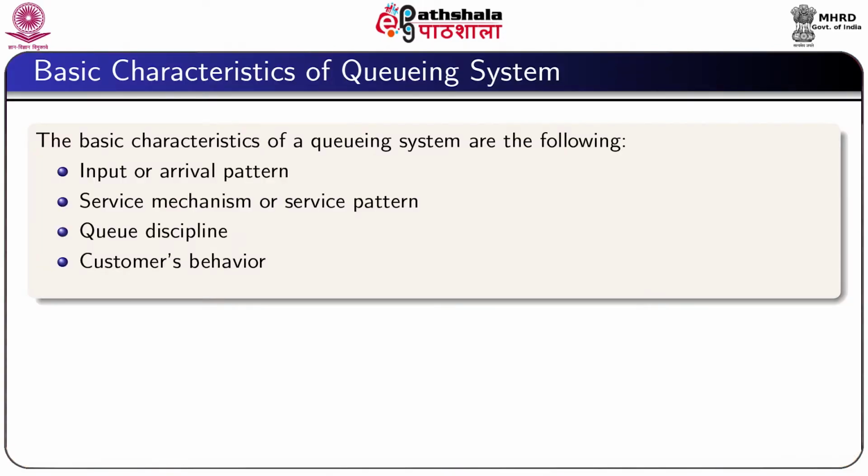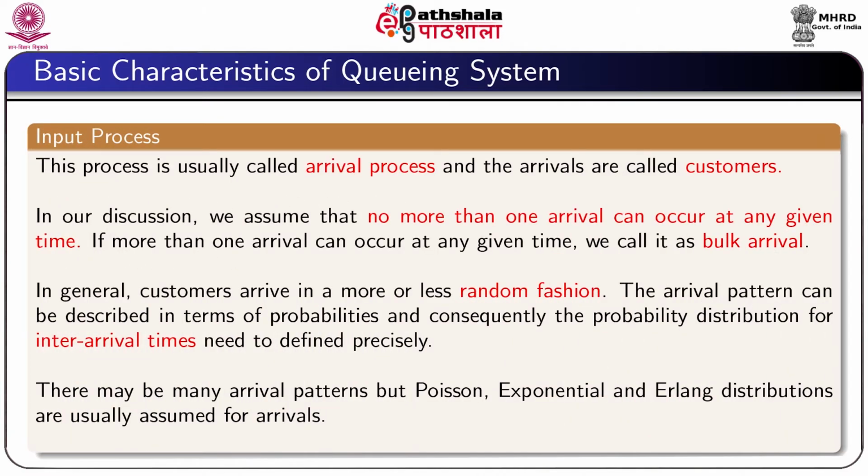Let us first discuss what the basic characteristics of a queuing system are. The basic characteristics of a queuing system are as follows: input or arrival pattern, service mechanism or service pattern, queue discipline, and customers' behavior. Let us first discuss the input process or arrival pattern. Input process is usually called arrival process and the arrivals are called customers.